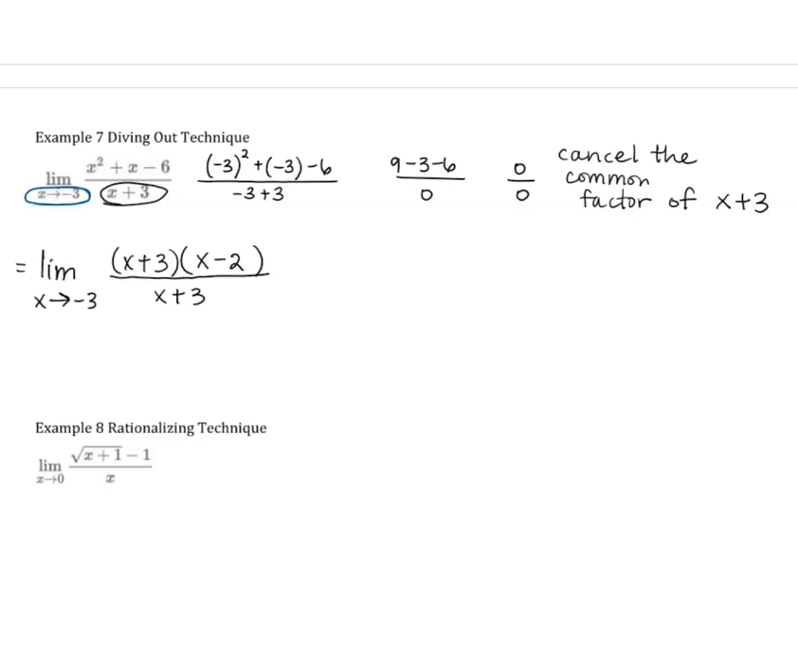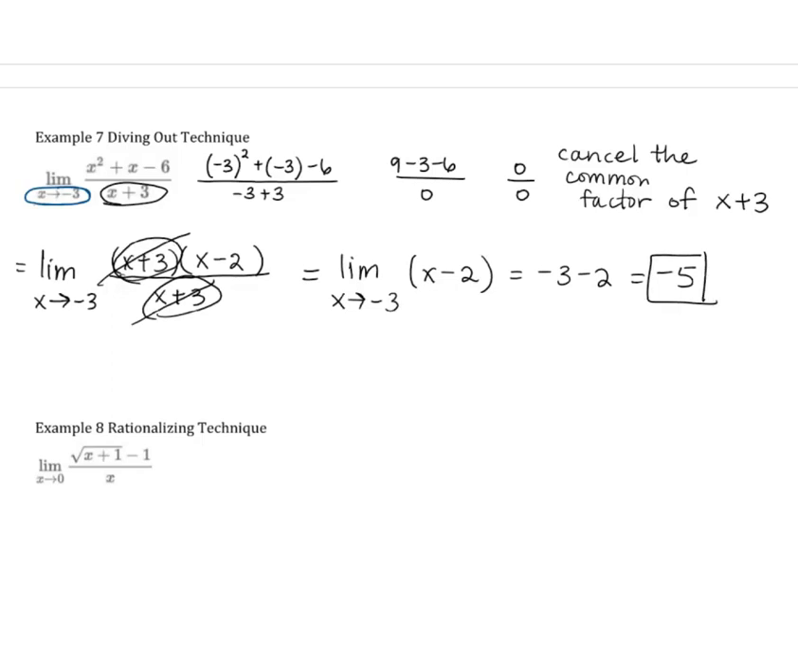It's factoring quadratics. So now I can say that this limit is equal to the limit as x approaches -3. But this time I'm going to go ahead and cancel these out. That x plus 3 was problematic. All we're left with is x minus 2. And now direct substitution works, and we have -5 for our answer.